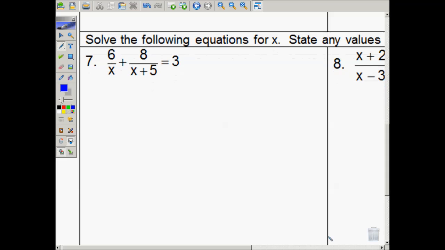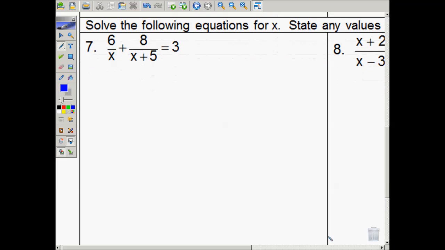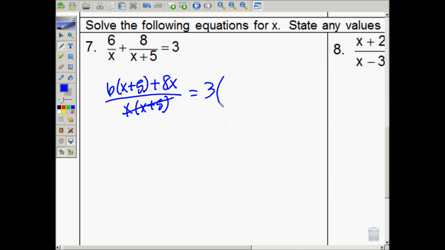All right, on 7. Notice we have fractions, right? It's in the denominator, and so before we do anything, we need to make sure that everything is now in the numerator. So, same concept, chopsticks possible, and I can do 6 times x plus 5 plus 8x all over x times x plus 5 equals 3. I either can do LCD or chopsticks to end up at this point. Once I'm at this point, I want to take this whole thing out of the denominator. So if I'm dividing, what's the opposite? Multiply.